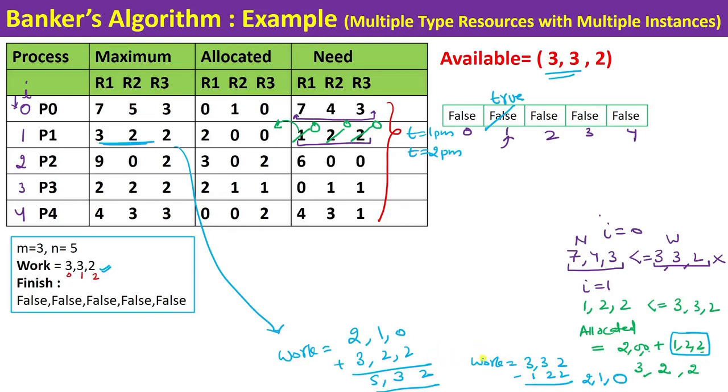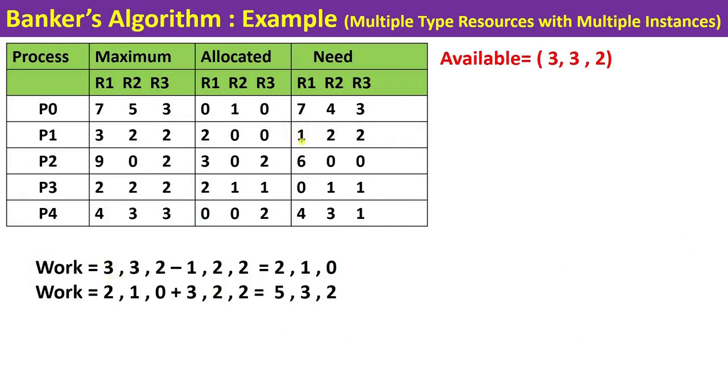So what do I mean actually? Here you can see, when these things were granted to this P1, this was the work array, 332, minus we did need. So it was 332 minus 122, and we were left with 210 in this work array. And after P1 gives back all the resources, we are saying 210 plus all the returned resources, again we are getting 532.